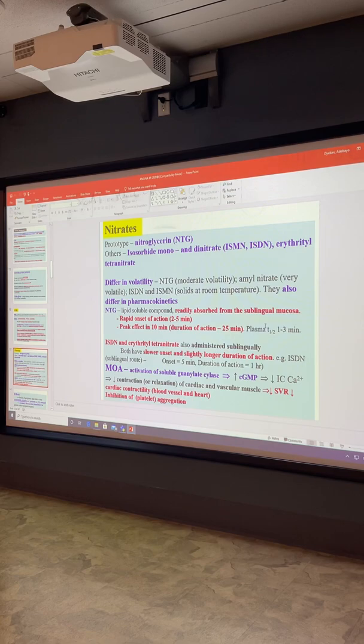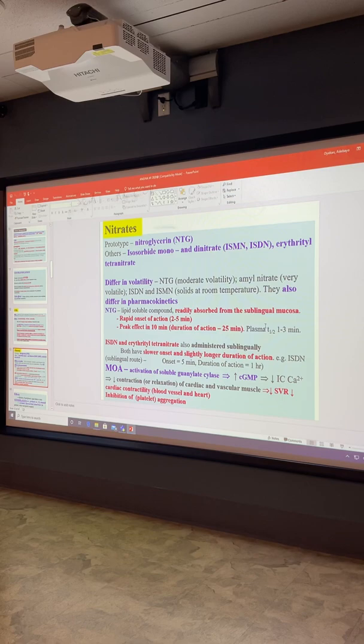So that's one difference. The second difference is in terms of pharmacokinetics. Nitroglycerin is lipid soluble and is readily absorbed from the sublingual mucosa. It has a rapid onset of action of about 2 to 5 minutes, and it has a peak effect in 10 minutes. Total duration of action is 25 minutes.